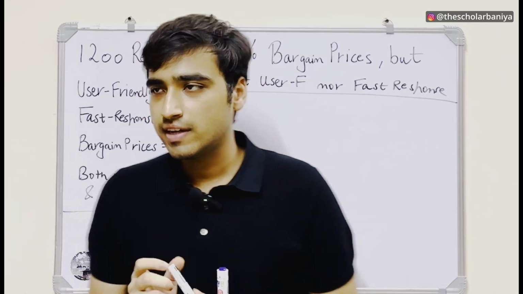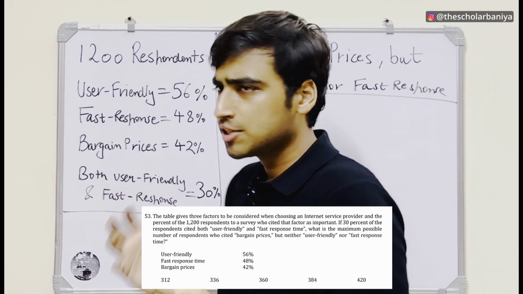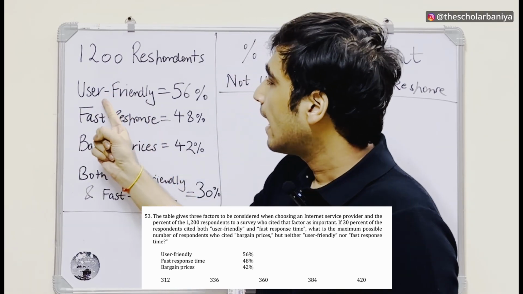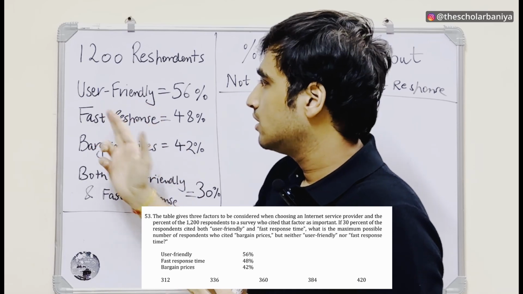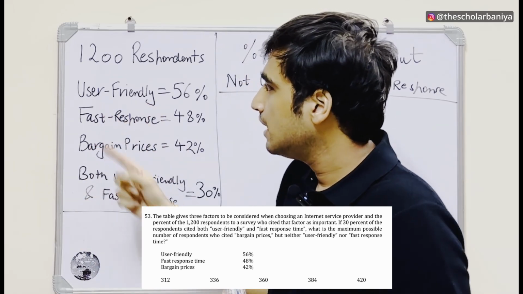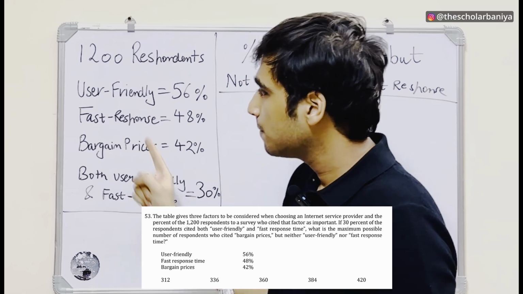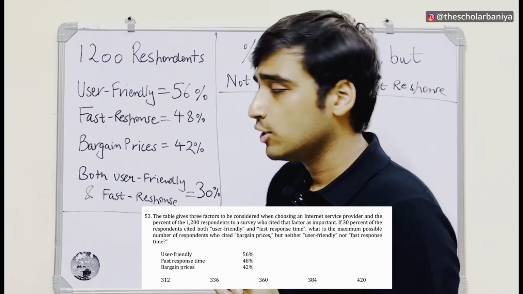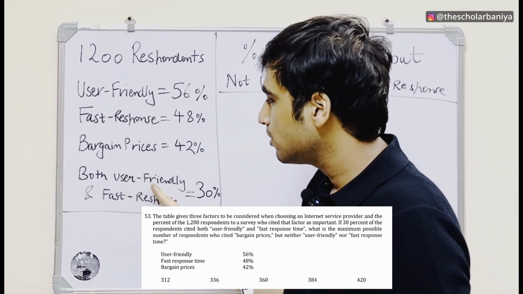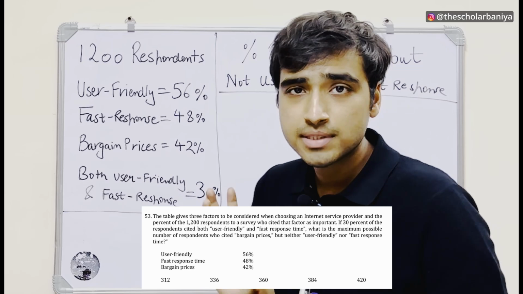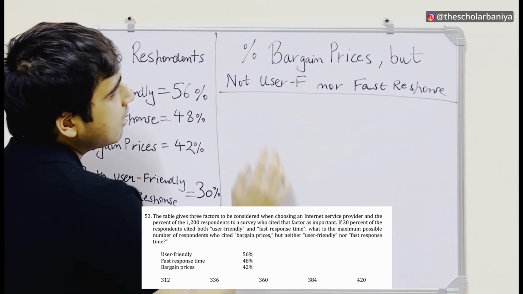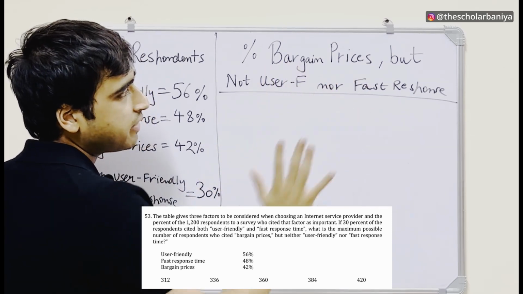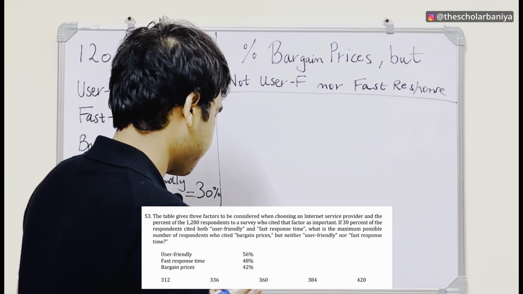So let's move on to the next question, guys. In this question, we are given that there was a survey in which there were a total of 1200 respondents. The number of people who gave the input as user friendly was 56%. For the fast response, 48%. For the bargain price, 42%. And the people who voted both user friendly and fast response were 30%. We have to tell the percentage of the respondents who voted for the bargain price but not user friendly and not fast response.